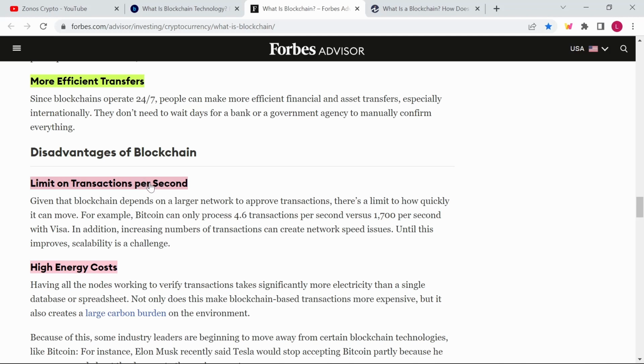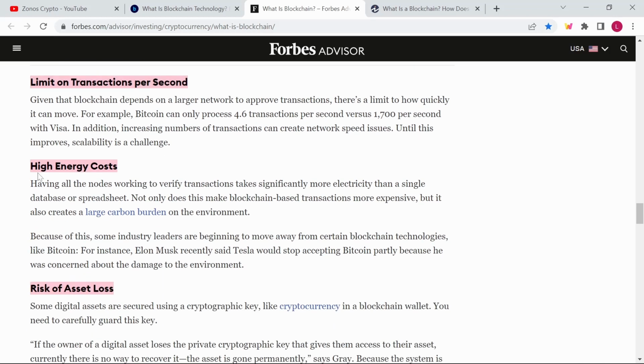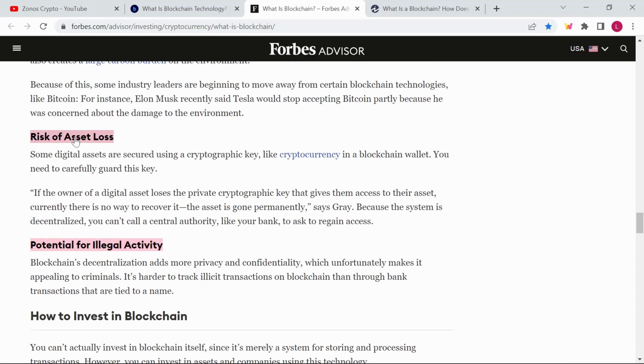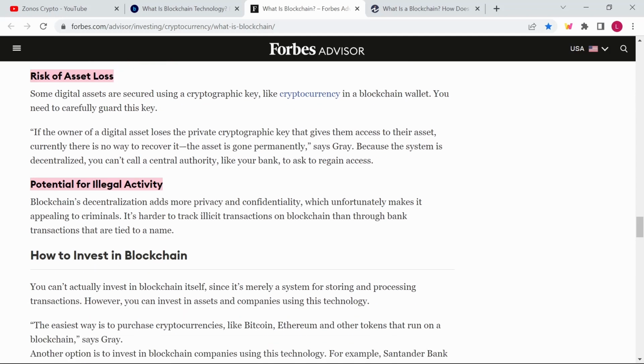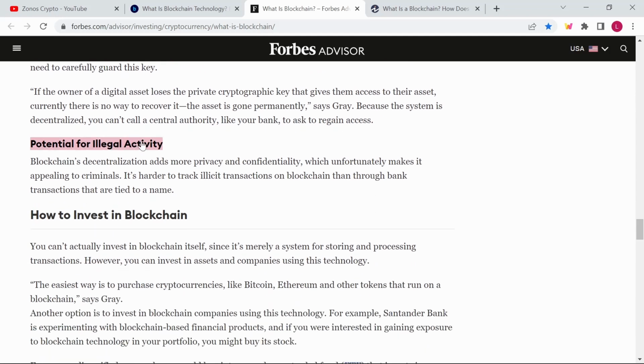Disadvantages are limit on transactions per second. Bitcoin takes 10 minutes to push a transaction through, for example. High energy costs. Proof of work is one of the a little bit higher energy consumption methods or consensus mechanisms. Proof of stake is a lot better off. Risk of asset loss: if you transfer it to the wrong address, then your assets are completely lost. There can be nothing done about it. And there is potential for illegal activity. We are still new, so the potential for illegal activity is not as high as with dollars, because dollars are used for almost everything which is illegal.